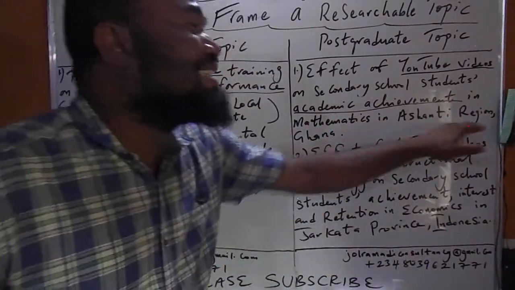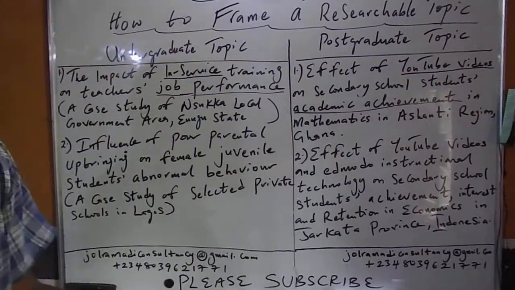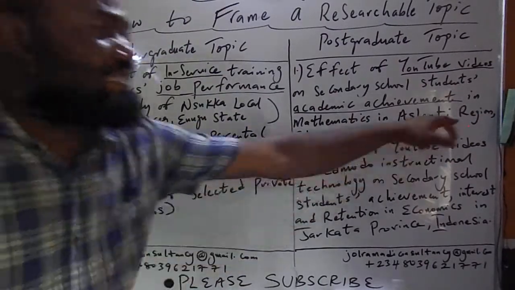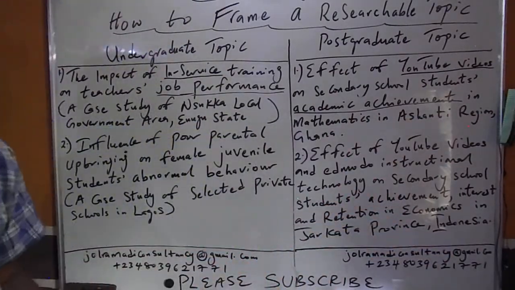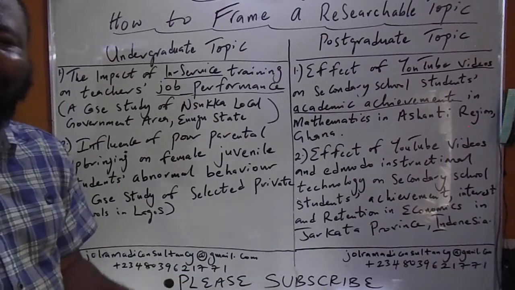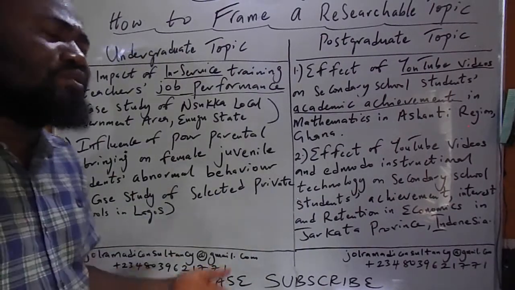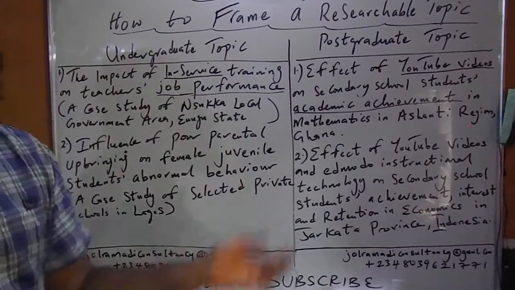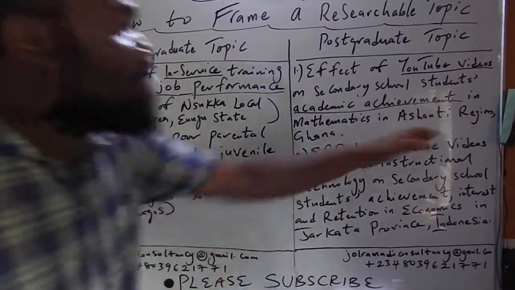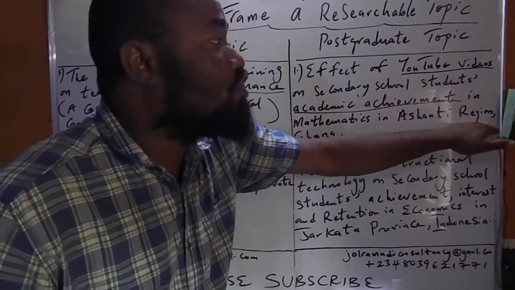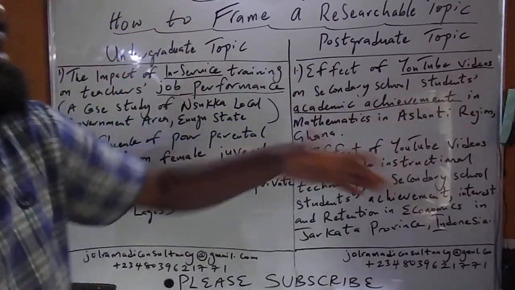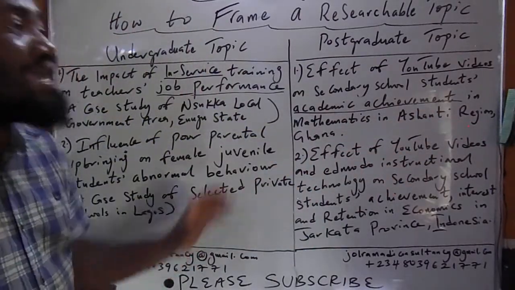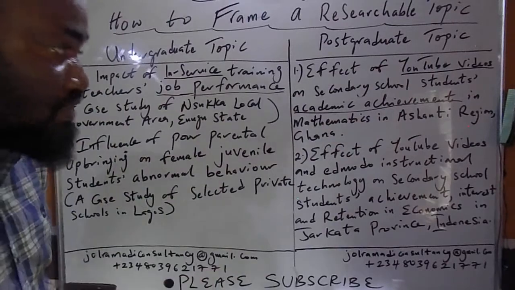Don't say in Ashanti state. Ghana is not using state. When you are not using the word state for Ghana, it will look like, which kind of study is this? It looks like a copied work, that you just copied the topic from somewhere. So it will be Ashanti region because Ghana uses region. So Ashanti region, Ghana, that is where the study will be taking place.